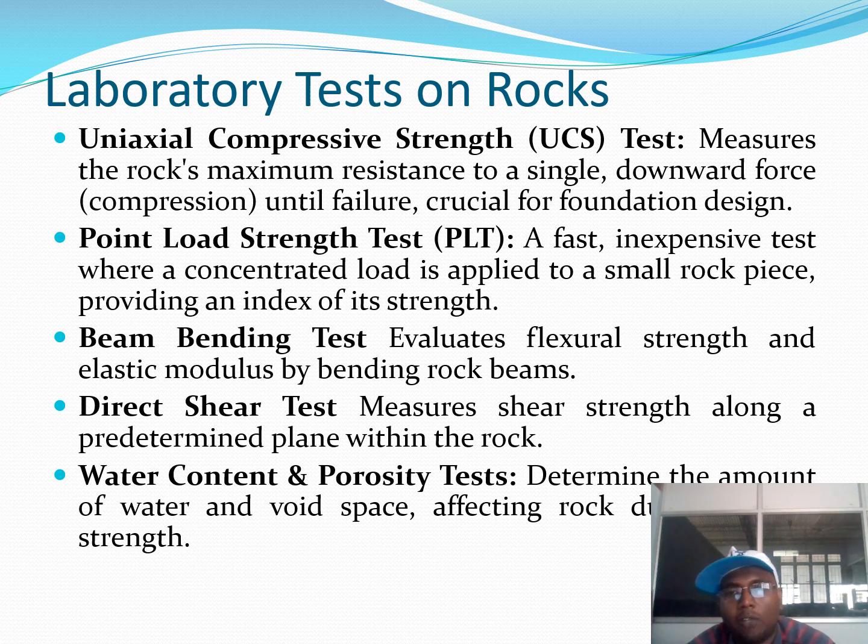Point load test. It is a fast and inexpensive test where a concentrated load is applied to a small rock piece, providing an index of its strength. Beam bending test. It is used to determine the elastic modulus by bending rock beams. Direct shear test. It is used to measure the shear strength of rock. Water content and porosity tests are used to determine the amount of water present in the particular rock. Generally, a large amount of water will affect the strength of rock.